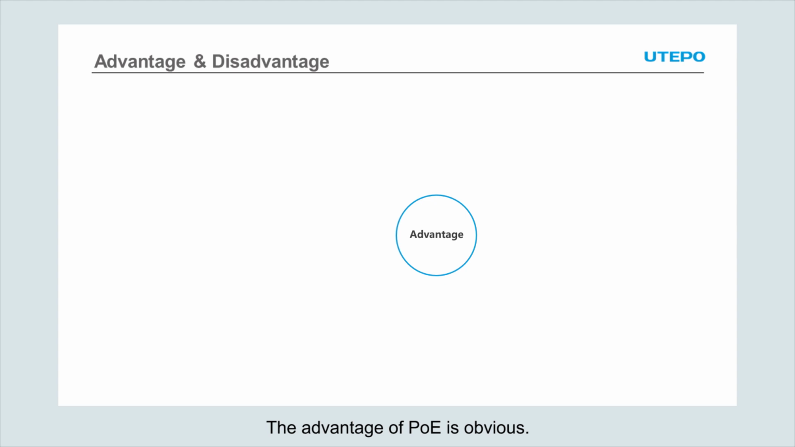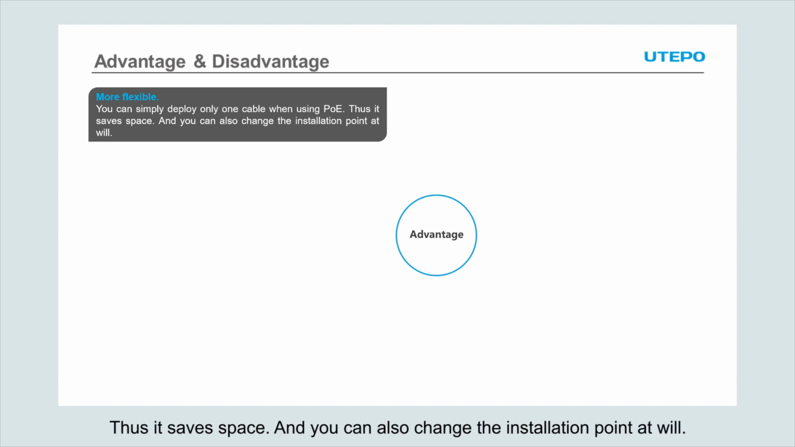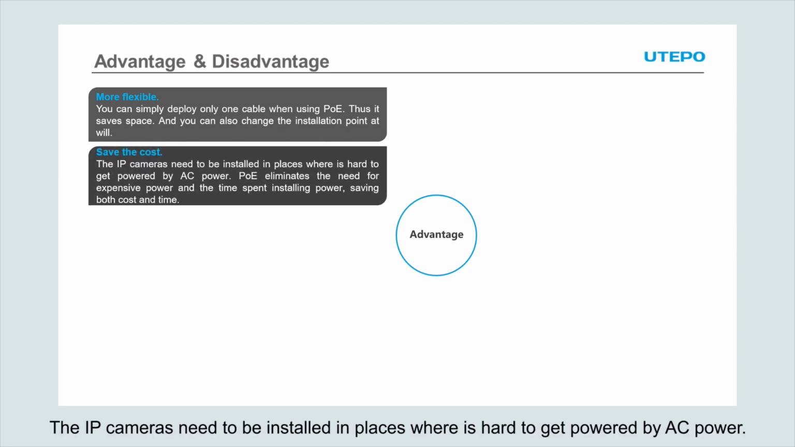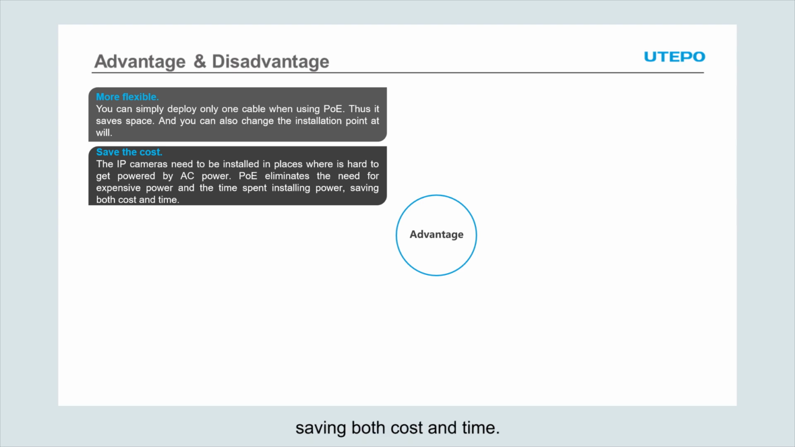The advantages of PoE are obvious. First, it's more flexible. You can simply deploy only one cable when using PoE. Thus, it saves space, and you can also change the installation point at will. Besides, it saves cost. The IP cameras need to be installed in places where it's hard to get AC power. PoE eliminates the need for expensive power and the time spent installing power, saving both cost and time.